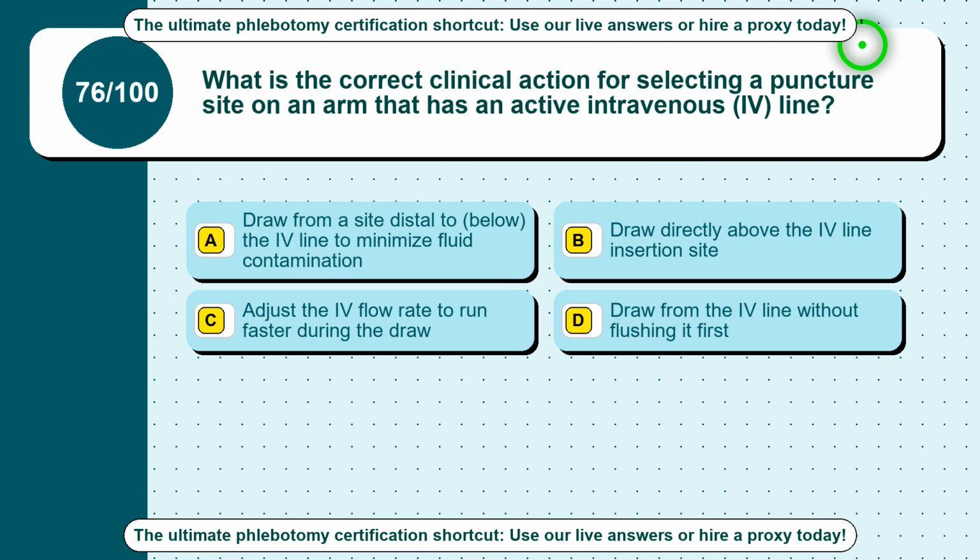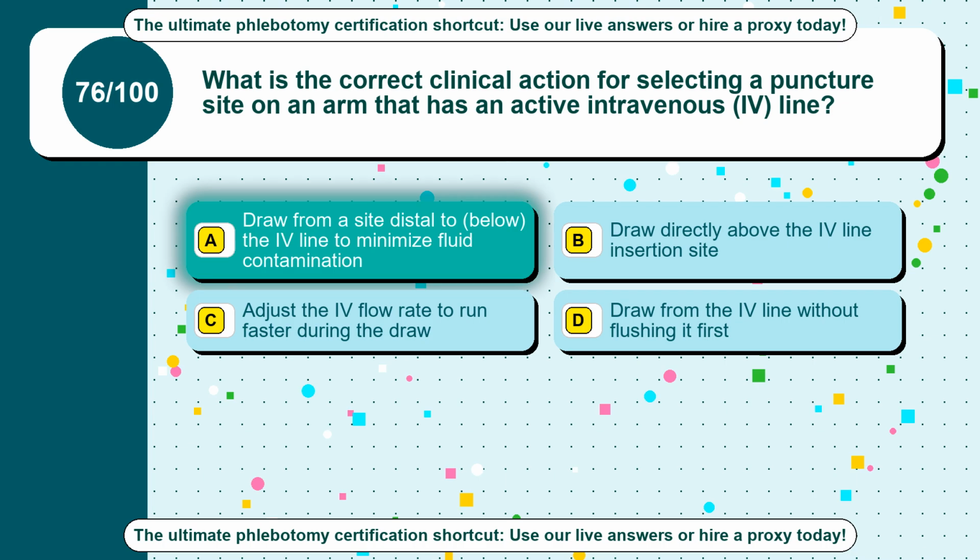Question 76. What is the correct clinical action for selecting a puncture site on an arm that has an active intravenous line? Option A, draw from a site distal to, below, the line to minimize fluid contamination. Option B, draw directly above the line insertion site. Option C, adjust the flow rate to run faster during the draw. Option D, draw from the line without flushing it first.